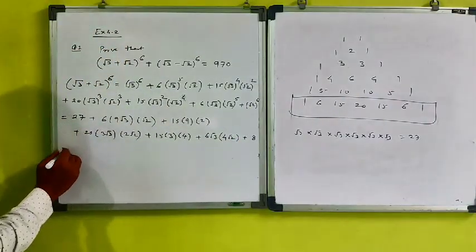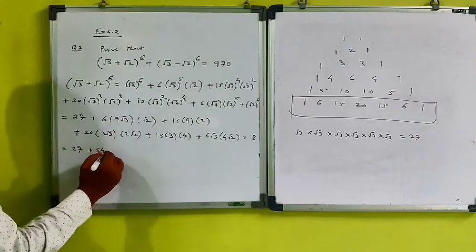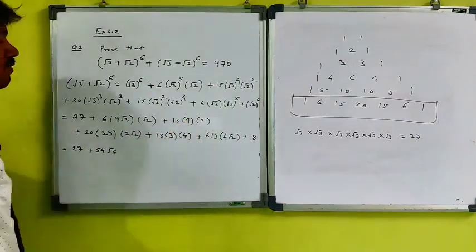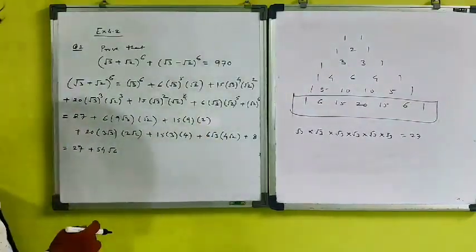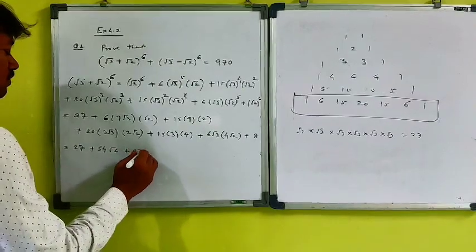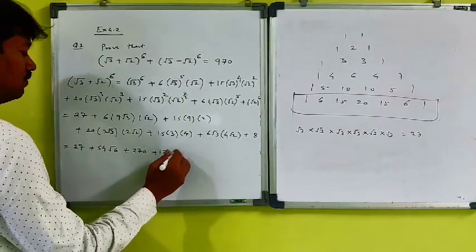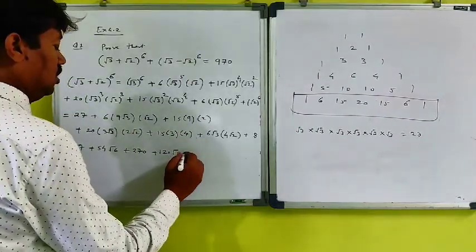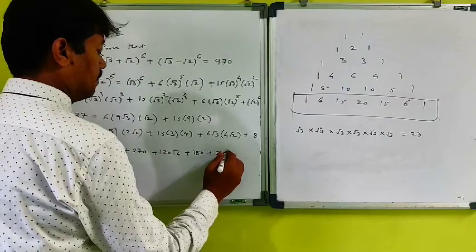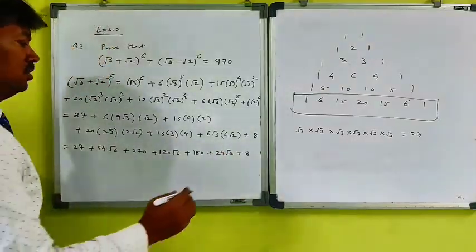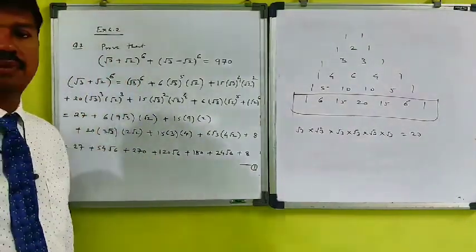So first value will be what? 27 as it is. 6 into 9 is 54. Root 3 into root 2 is root 6. Next, 5 nines are 135, 135 into 2 is 270. This is 20 into 3, 60, 60 into 2, 120, so it is 120 root 6. 15 fours are 60, 60 into 3, it is 180. This is 24 root 6. And the last is 8. So this is the expression for root 3 plus root 2 raised to 6.